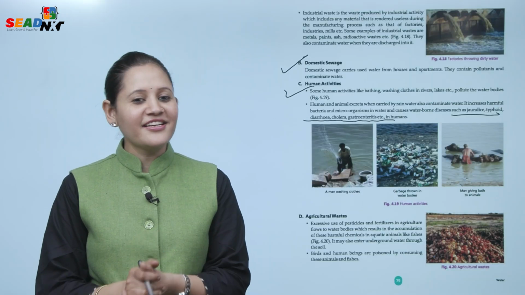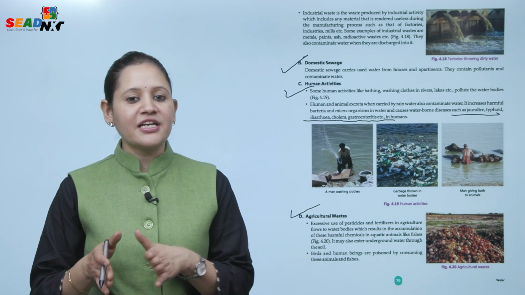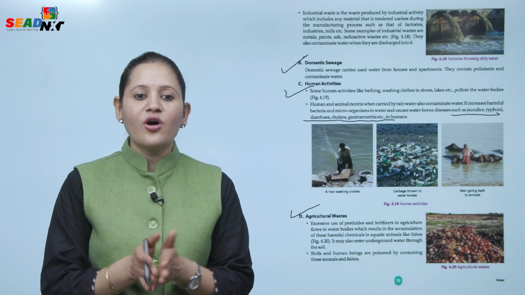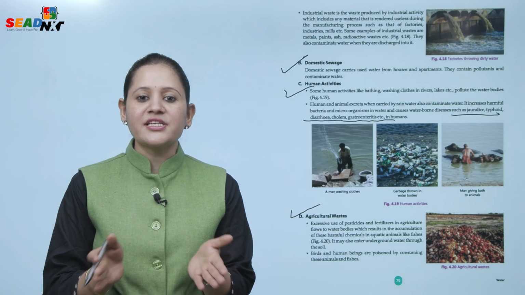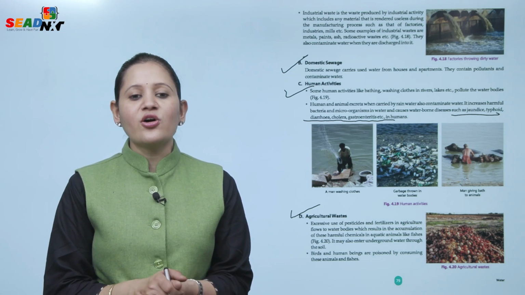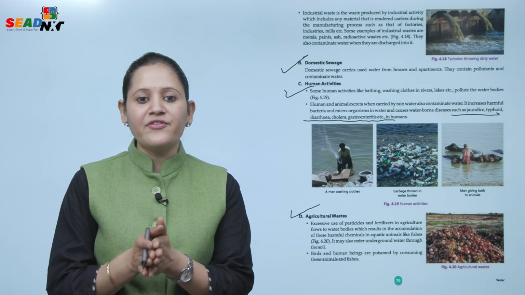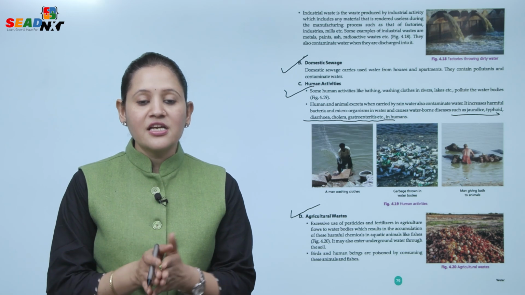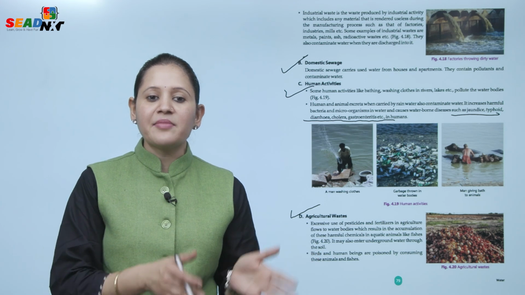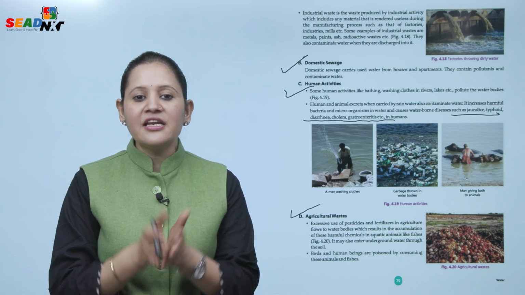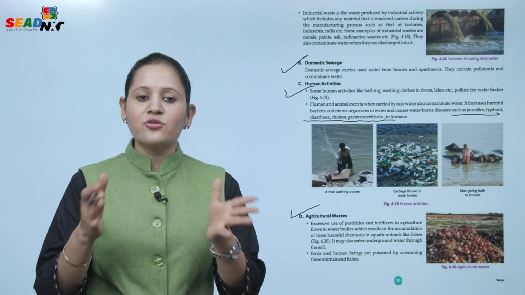Next is agricultural waste. Excessive use of pesticides and fertilizers in agriculture flows into water bodies, which results in the accumulation of these harmful chemicals in aquatic animals like fishes. It may also enter underground water through the soil. Nowadays, a large amount of pesticides and fertilizers are used in agriculture. Then when this water flows underground or into water bodies, these chemicals get discharged into that water body, and it is harmful to aquatic animals like fishes and the aquatic plants that grow in that water.